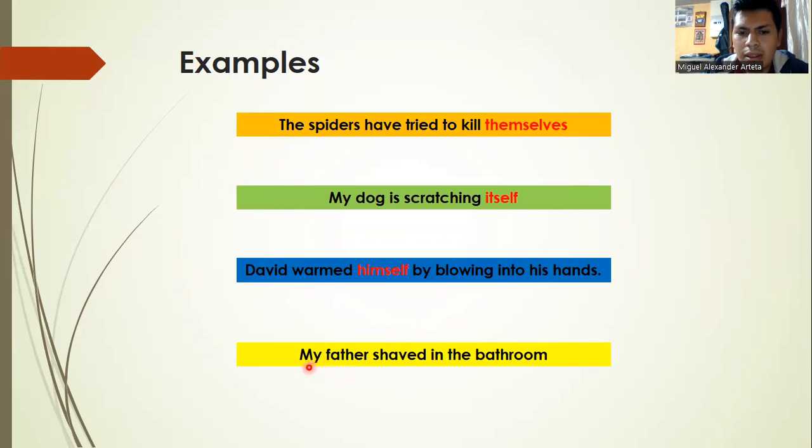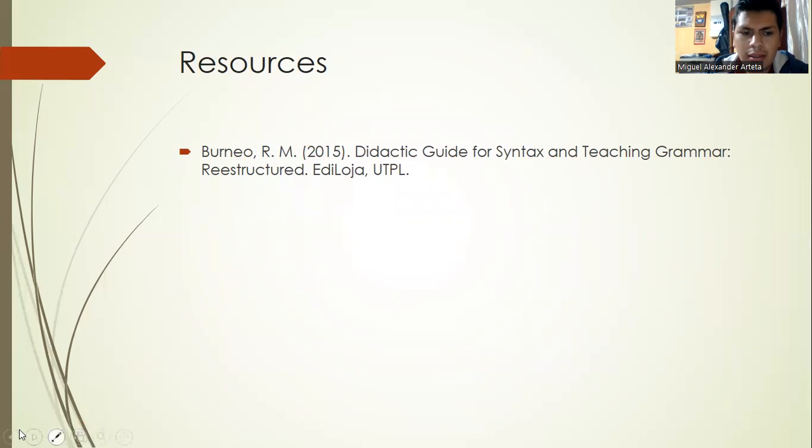And finally, in this syntactic construction, "My father shaved in the bathroom." We don't have a reflexive pronoun, but it's not definite. It is also understood, it is an implicit idea that my father shaved himself in the bathroom. Okay, and also, as in the other examples, the agent and receiver are the same subject at the same time. Okay, that's all. That's the principal resource. And thank you very much.